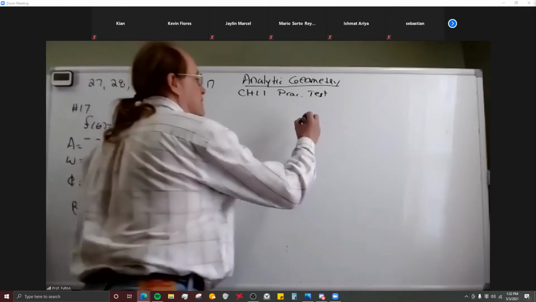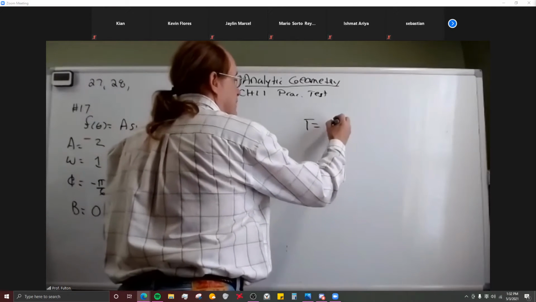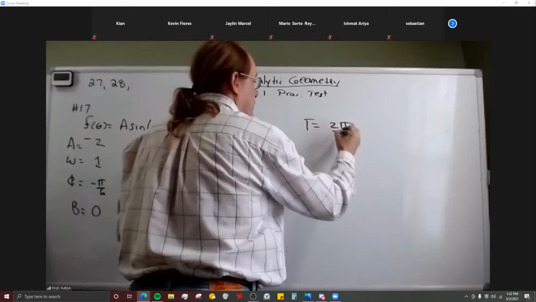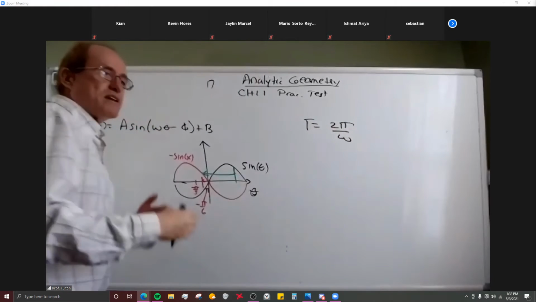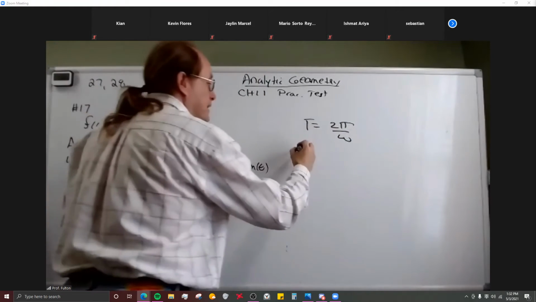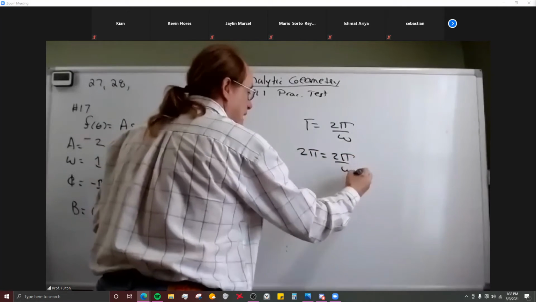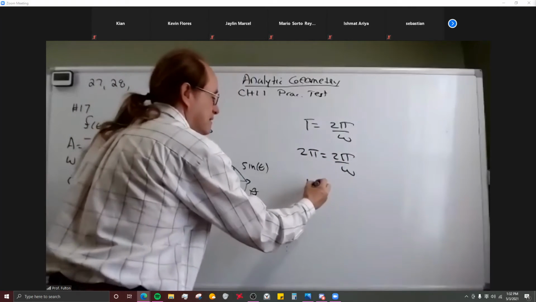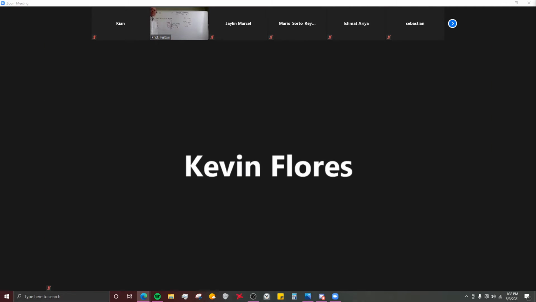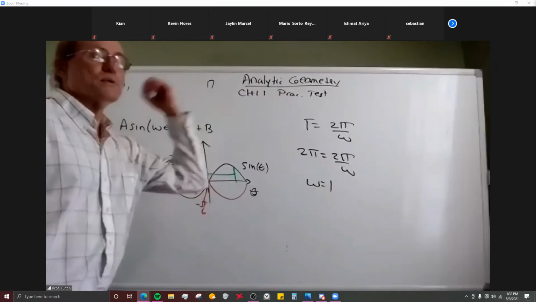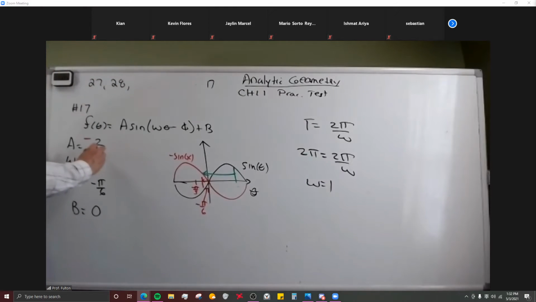So we know that the period is 2 pi over omega. Well, from the graph, we just found out our period was 2 pi. So we got 2 pi is equal to 2 pi over omega. So omega has to be 1. Just solve that. Divide both sides by 2 pi, multiply by omega. I get omega is equal to 1.